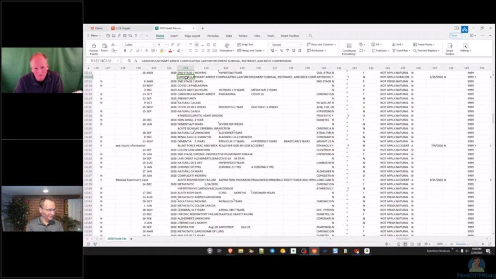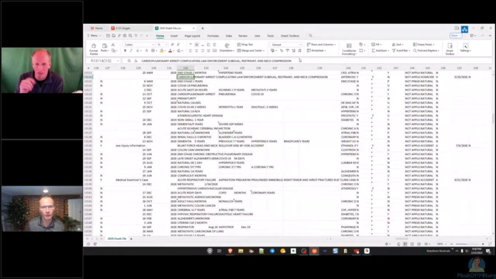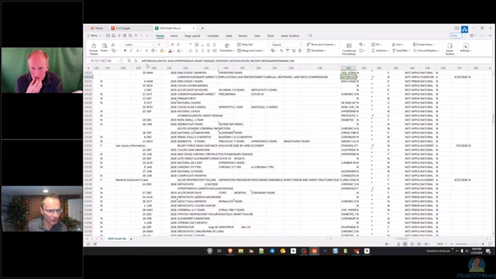Well, according to Minnesota death stats here, the primary cause that's listed here is the cardiopulmonary arrest complicating law enforcement subdual. That's different. So there's primary. So you got to go through A, B, C, D. What's in A? Cardiopulmonary arrest complicating law enforcement subdual restraint neck. You got to expand that. If you double clicked on it, what does it say in B? Is there any B? The secondary to B is arteriosclerotic and hypertensive heart disease, fentanyl intoxication, and recent methamphetamine use.